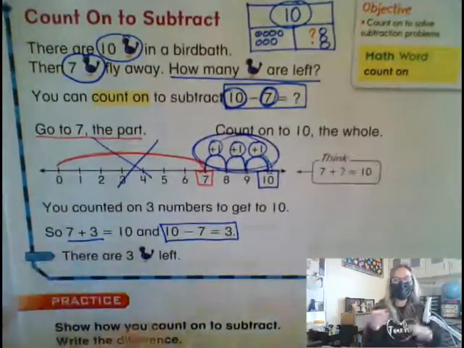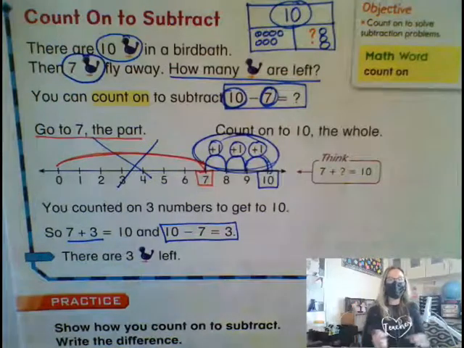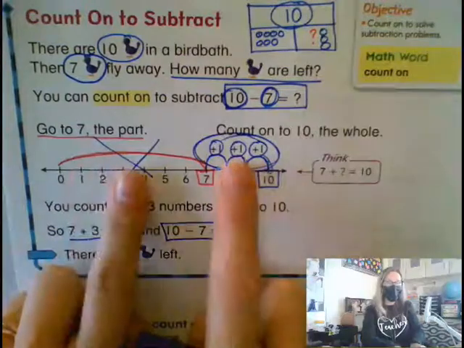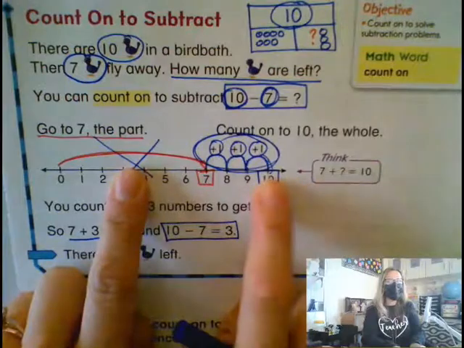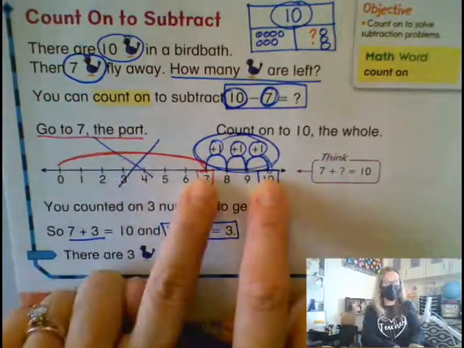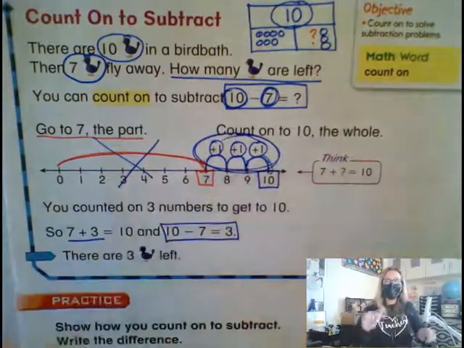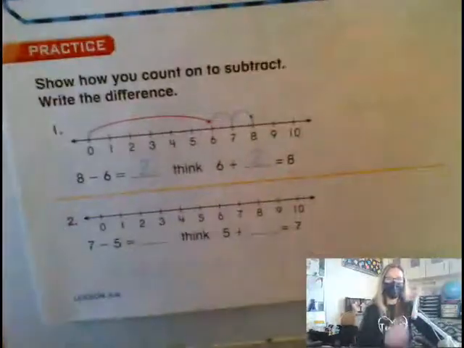Remember, addition and subtraction work hand in hand. They're related. So before, when we would use the number line, we were solving to find out our sum or our total. Now we know our sum and we know one of our parts. We're trying to figure out that other part. Okay? So now let's go down to where it says practice.